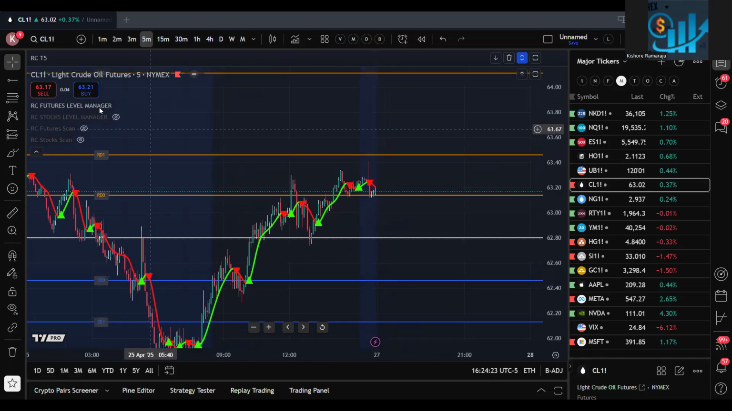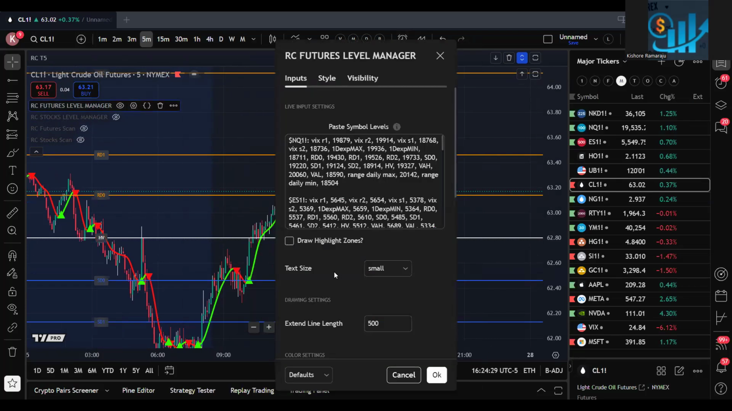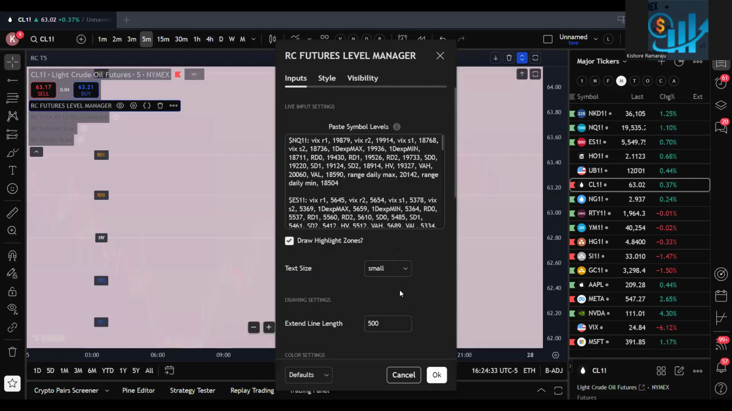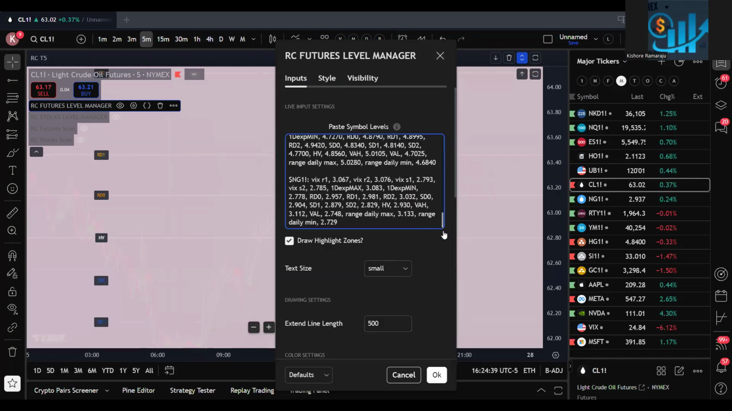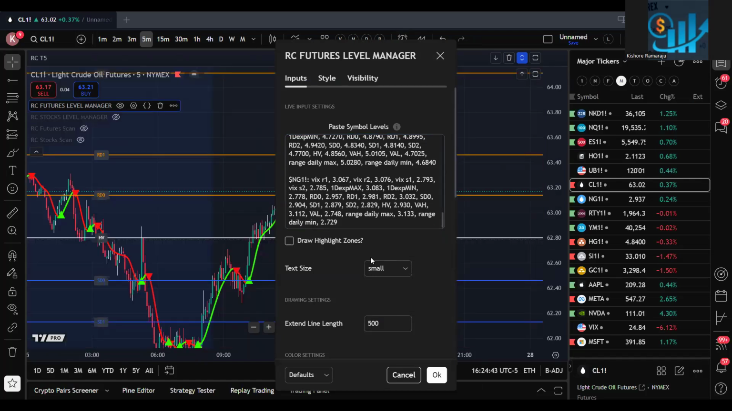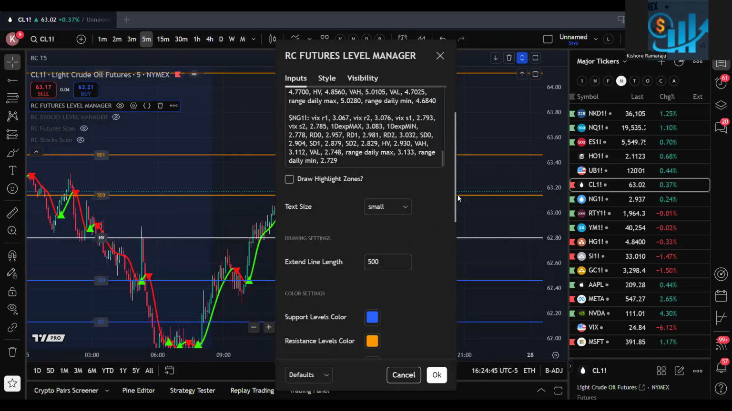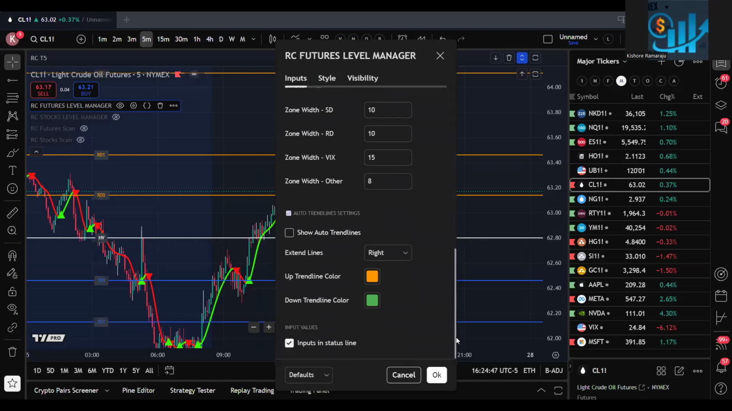And then you can also go and set alerts, right? If you want, you can also draw zones. Zone setting, let me fix that thing.